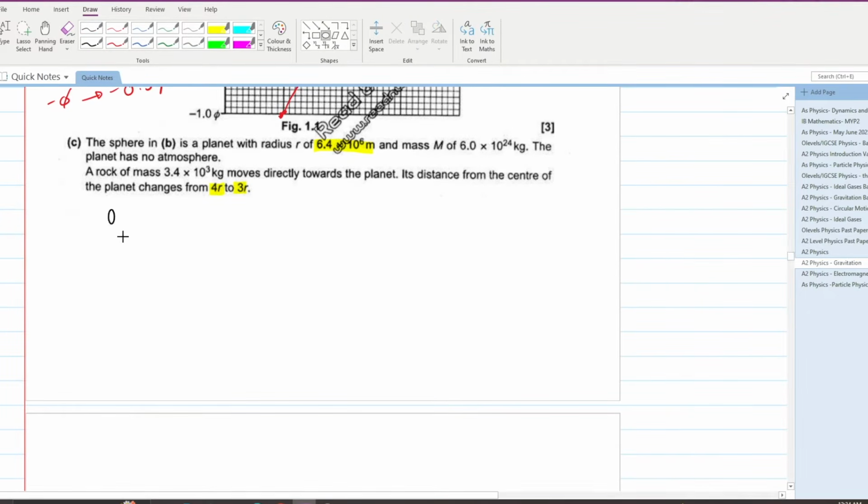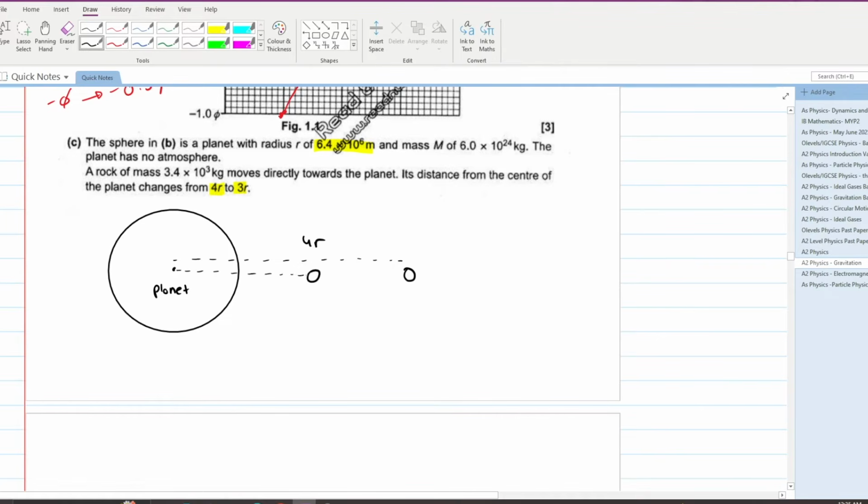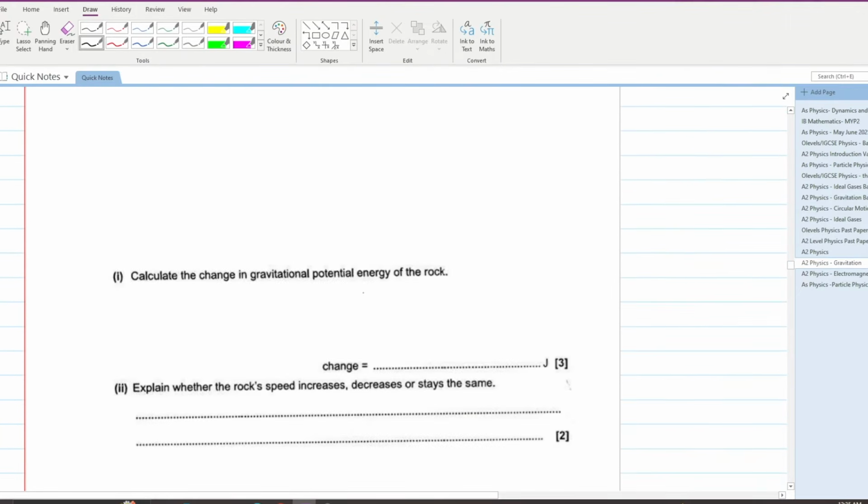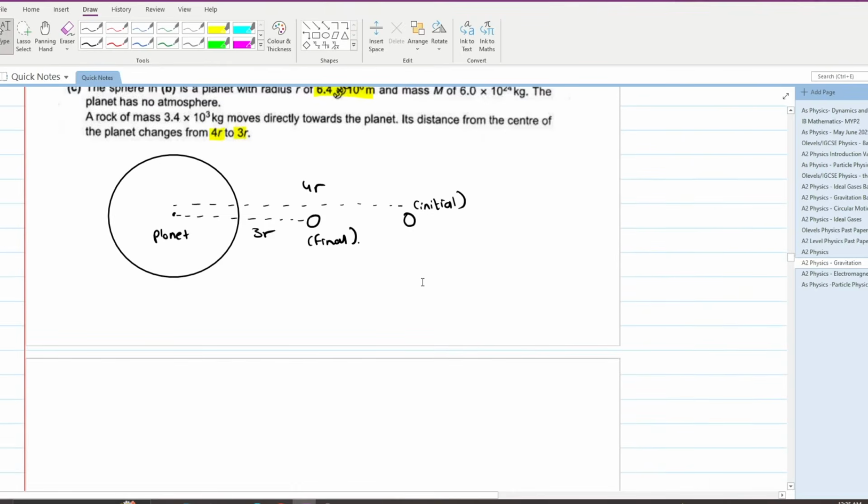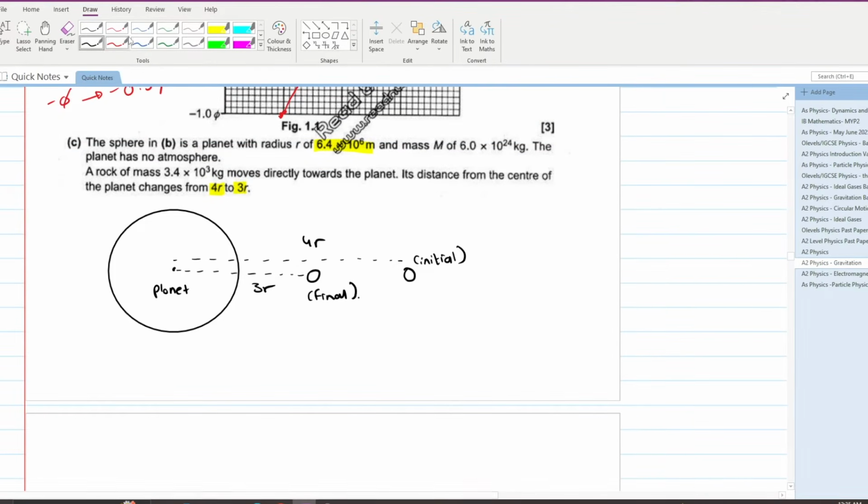Basically what is happening? Just look at it. Let me draw the diagram. Let's say this is a planet. We know that this is Earth, because we are given the radius and the mass same as Earth. There is a rock that, let's say this is the center of the planet, was initially a distance of 4r away, and now it's a distance of 3r away. This was the initial position and this was the final position. Let's see what we have to calculate. Calculate the change in gravitational potential energy. As expected, we have to calculate the change in gravitational potential energy.